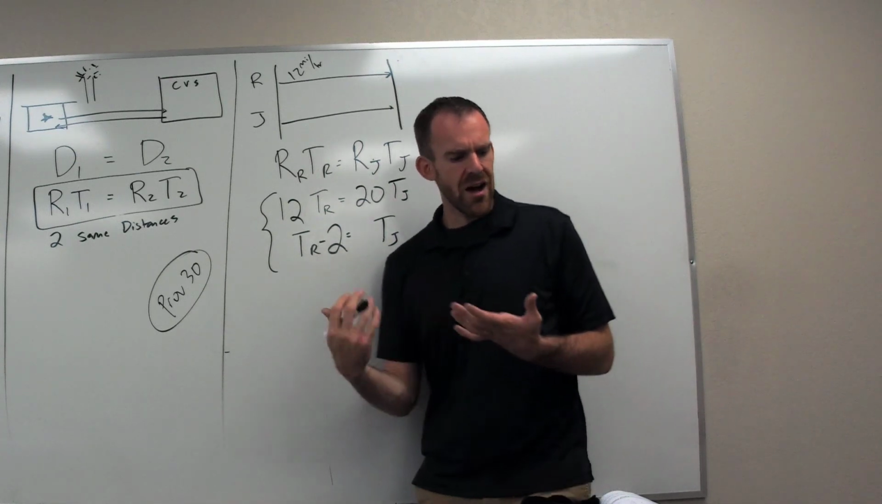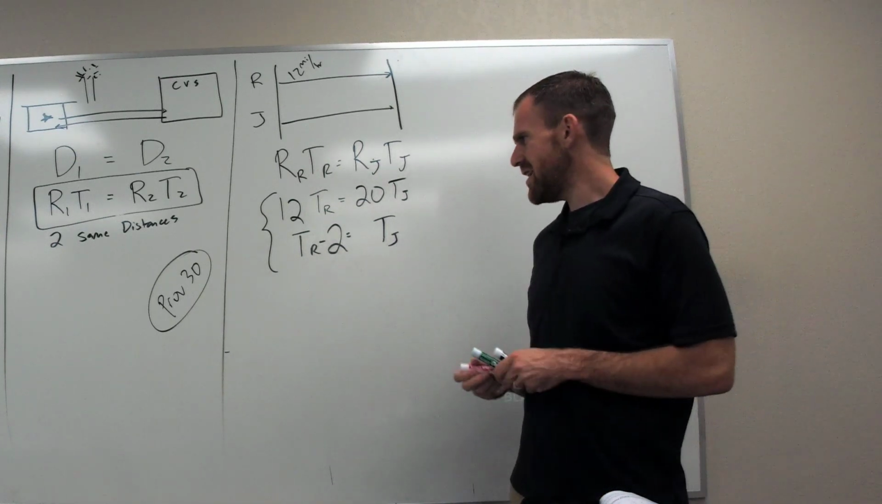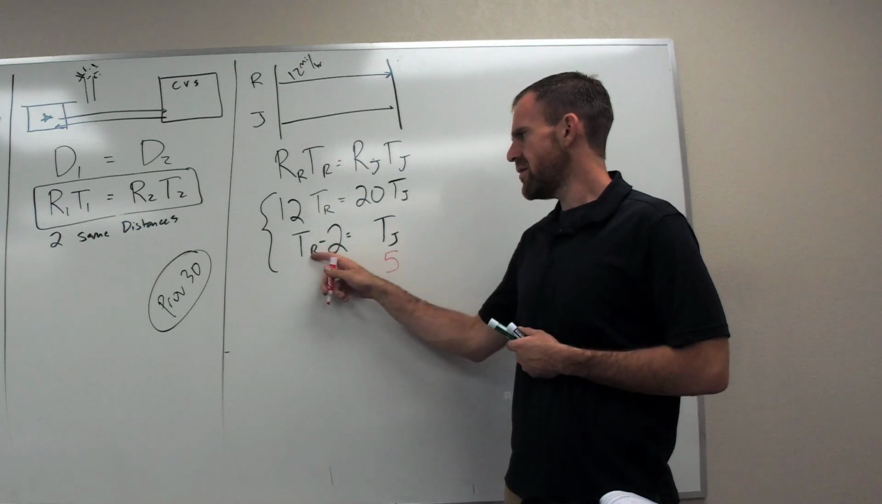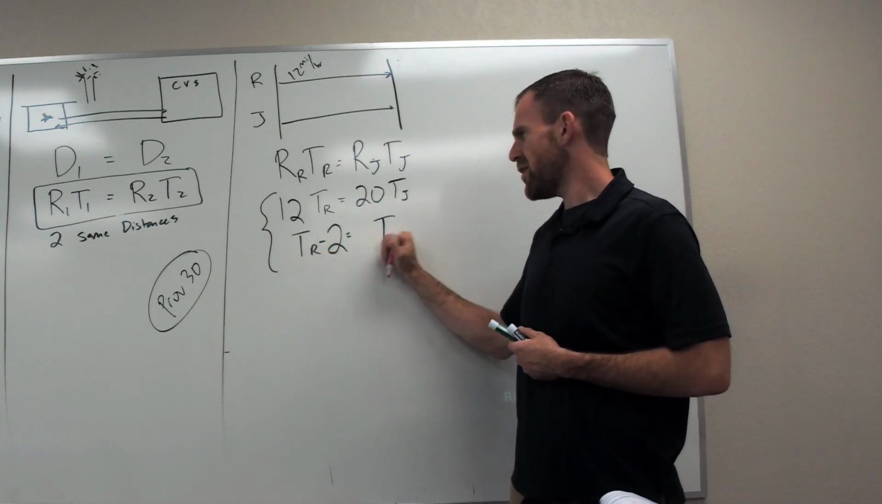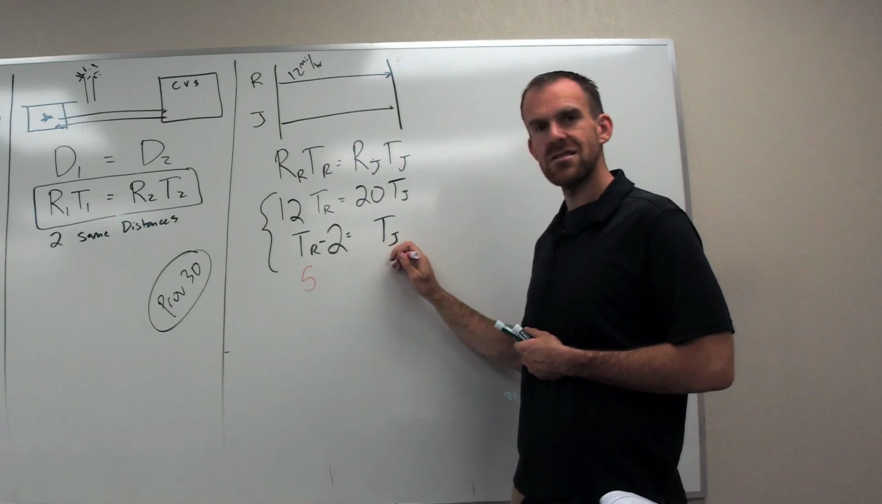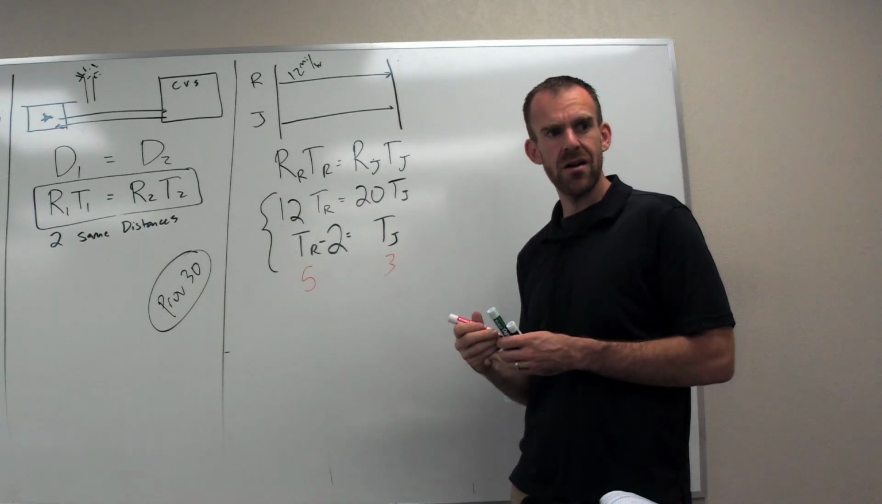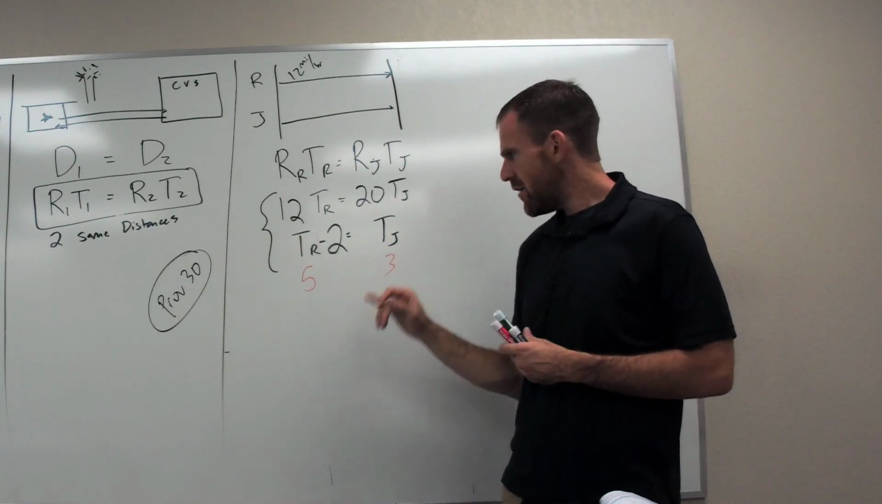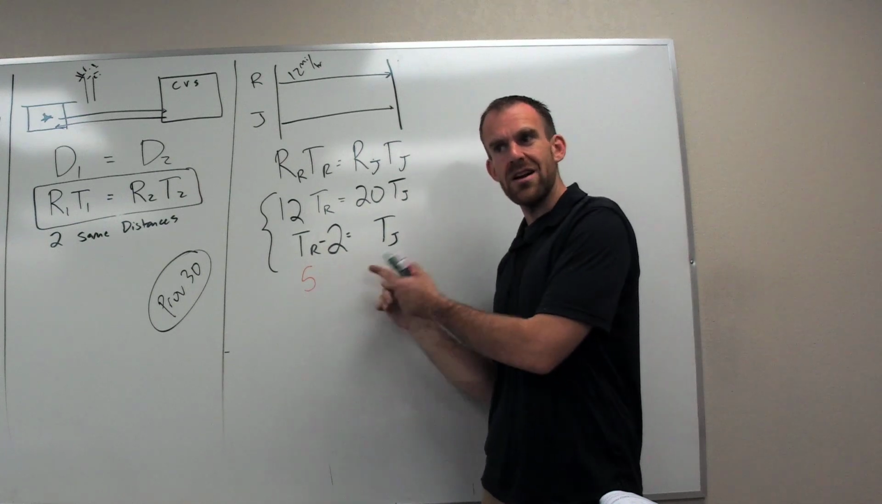Now, if you're not convinced, let's test it out. If Roger's time was 5, Judy's time was 3. Does that work? Yeah. That's what we want. Now, if I put the minus 2 on the other side, I will get the opposite.